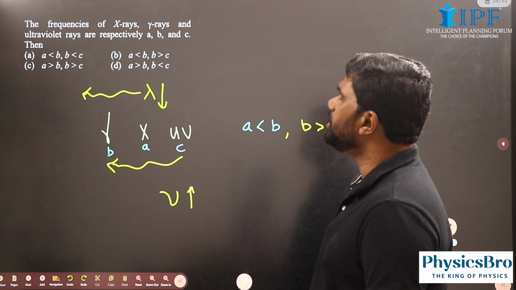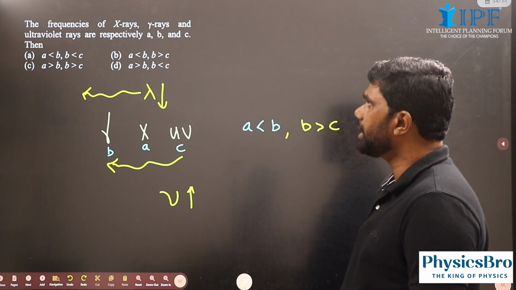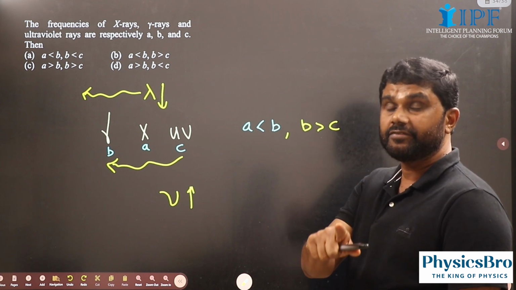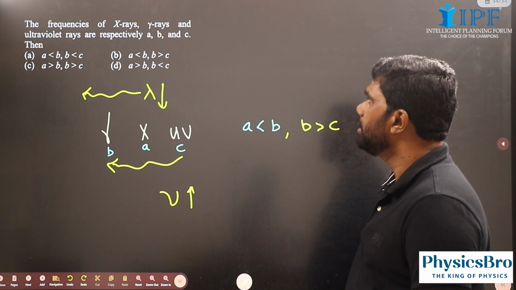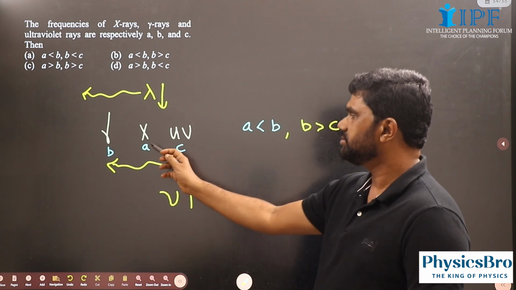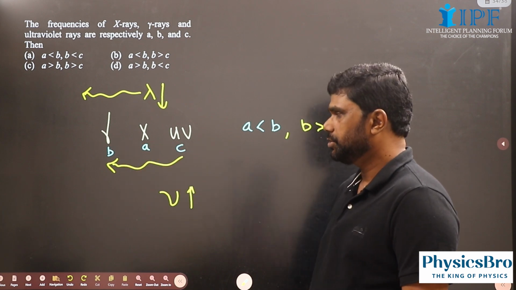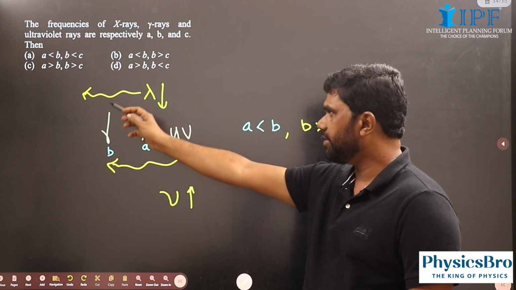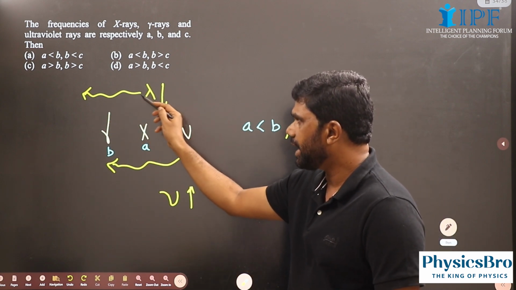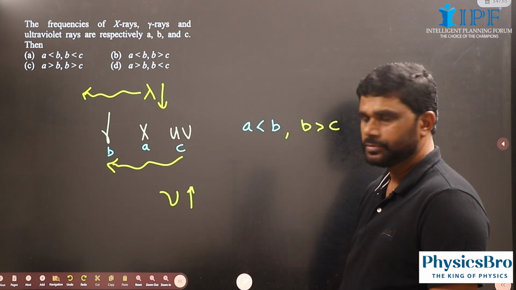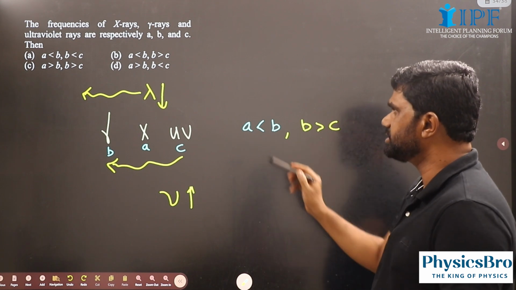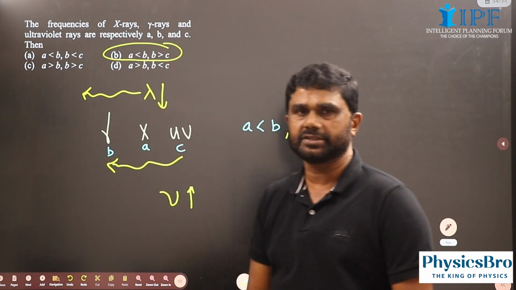Now see the frequencies of X-rays, gamma rays and ultraviolet rays. Gamma rays have frequency more than that of X-rays, because gamma ray wavelength is smaller than that of X-rays. Respectively, X-rays A, gamma rays B, ultraviolet C. In this order wavelength decreases and in this order frequency increases. So A less than B, and B greater than C.